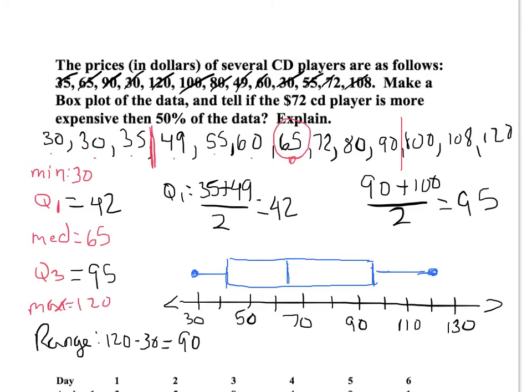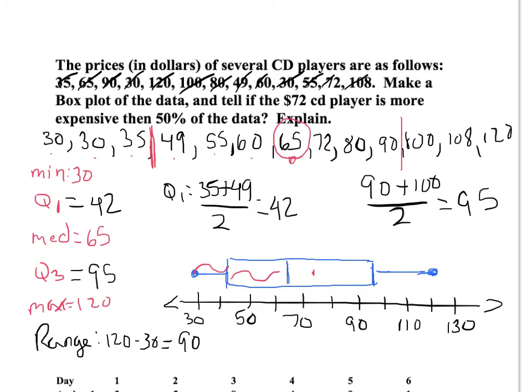Now it says, tell if the $72 CD player is more expensive than 50% of the data. Well, if I go to 72, that'd be right about here. Is it above the median? Because remember, each of these ranges are 25%. Okay? Yeah, it is, because it's above the median. That's why.